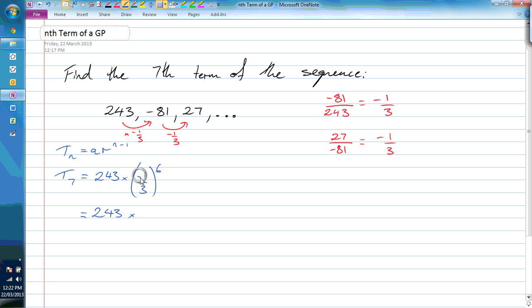Now, when you've got a negative number that's raised to an even power, so for example, if you have a negative number squared, or to the power of 4, or to the power of 6, that's going to turn into a positive. So the result of this is going to be positive. Secondly, when we have a fraction raised to a power, we apply the power to the top and we apply it to the bottom. So I can write this as 1 to the power of 6 over 3 to the power of 6.